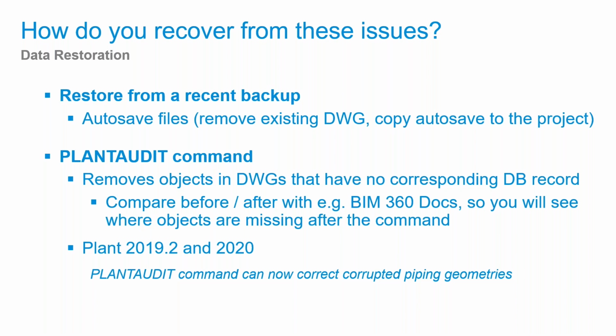And then also, as Joel mentioned, in 2019.2 and 2020, the plant audit command has been expanded a bit so it can try to fix those corrupted entities and geometries and bring that data back in from the database. So that's one improvement that's recent there.